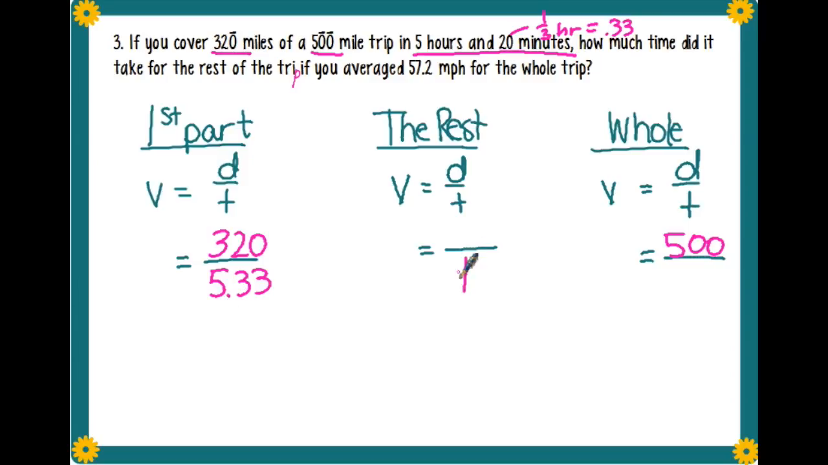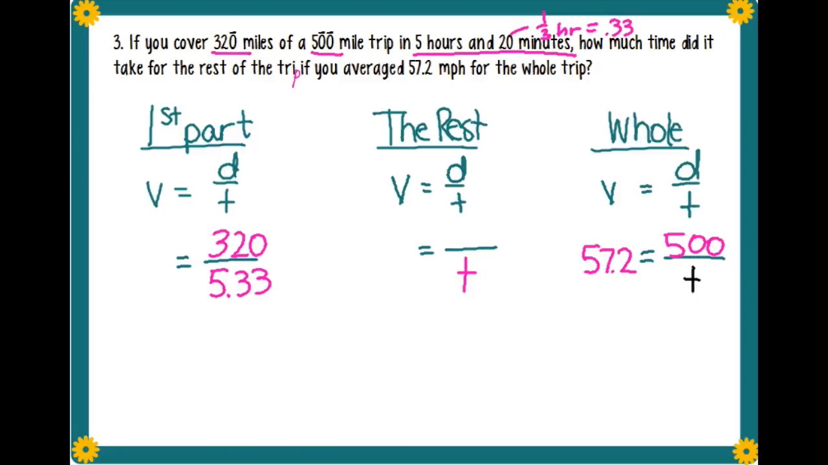How much time did it take for the rest of the trip? So that's what I'm looking for, is that t. If you average 57.2 for the whole trip, so whole trip. So the point is not to fill in like everything. I don't need everything. I just need my answer. All I need is to find this time. Yeah, I could look at this right now and say what the rest of the distance was, but I don't need it. That doesn't help. All you need is this time. If I can get the total time, subtract the time I already did, then I'll have this time.